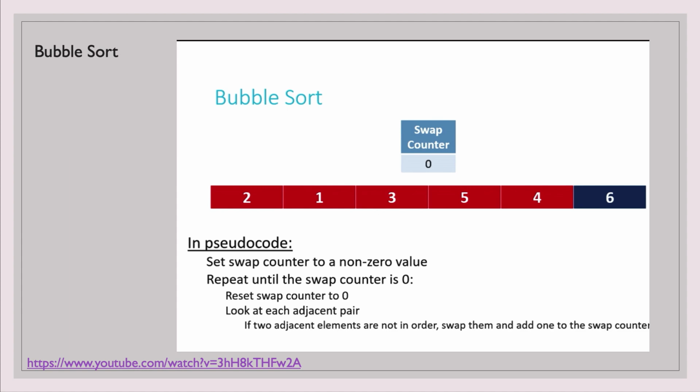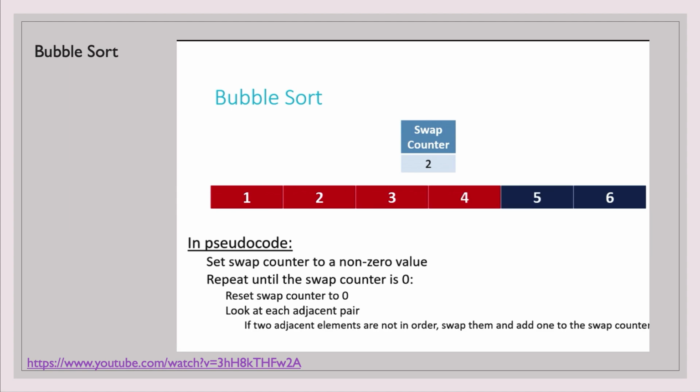We're going to reset the swap counter to 0 and look at each adjacent pair. So we start with 2 and 1, they're out of order, so we swap them, and we add 1 to the swap counter. 2 and 3, they're in order, we don't need to do anything. 3 and 5 are in order, we don't need to do anything there. 5 and 4, they are out of order, and so we need to swap them and add 1 to the swap counter. And now we've moved 5, the next largest element, to the end of the unsorted portion, so we can now call that part of the sorted portion.